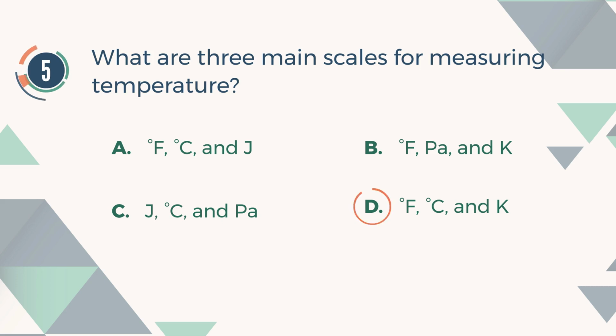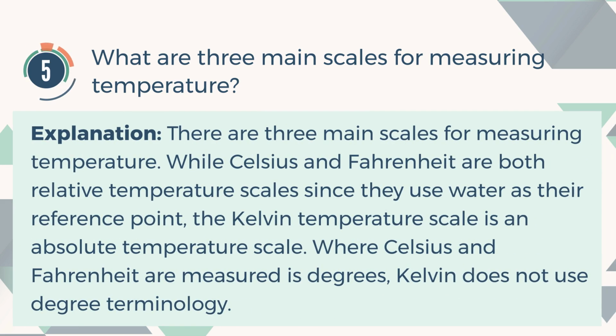The correct answer is D. Fahrenheit degree, Celsius degree, and Kelvin unit. Explanation. There are three main scales for measuring temperature. While Celsius and Fahrenheit are both relative temperature scales, since they use water as their reference point, the Kelvin temperature scale is an absolute temperature scale. Where Celsius and Fahrenheit are measured in degrees, Kelvin does not use degree terminology.